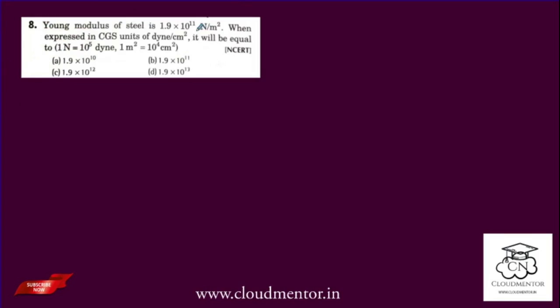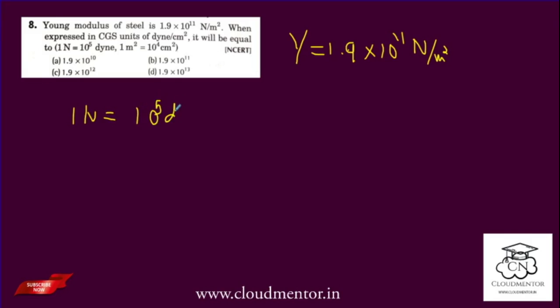Young's modulus of steel is 1.9 multiplied by 10 raised to 11 Newton per meter square. When expressed in CGS units of dyne per centimeter square, it will be equal to dash. So it is a conversion. Here Young's modulus is given as 1.9 multiplied by 10 raised to 11 Newton per meter square. We need to convert the SI units to CGS units, and we know the conversion factor: 1 Newton is equal to 10 raised to 5 dynes.